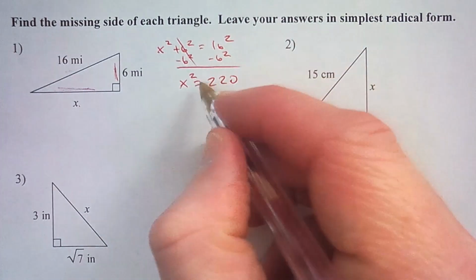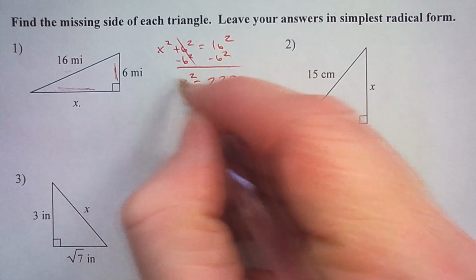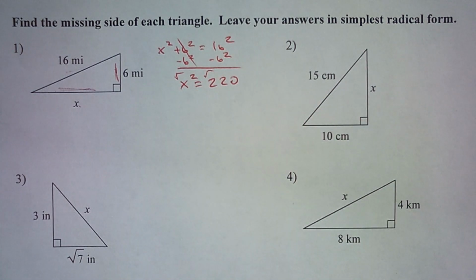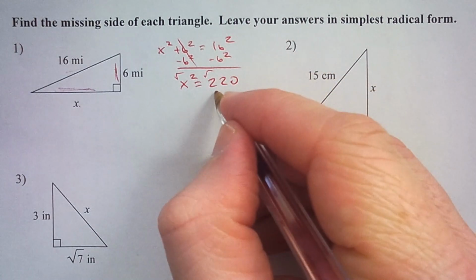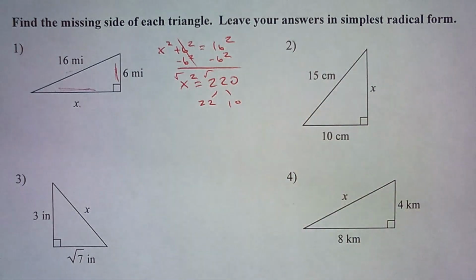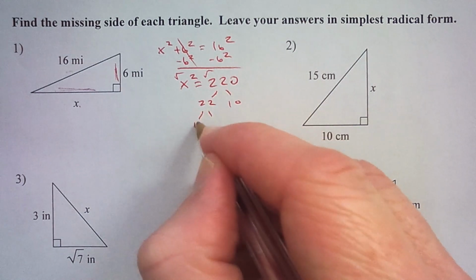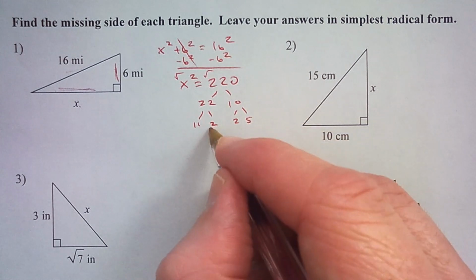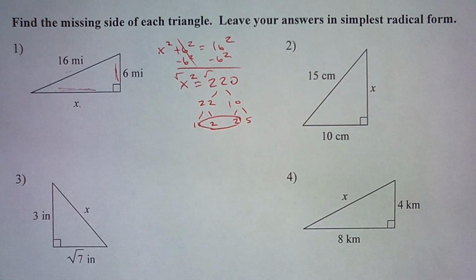Okay, so we have x squared is 220, and to get that squared out of there, we take a square root of both sides. And 220 is not a square number, so we'll do a factor tree. That's 22 times 10. 22 is 11 times 2, and 10 is 2 times 5, and there is a pair of 2's.